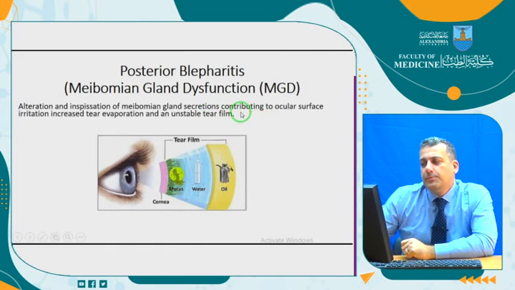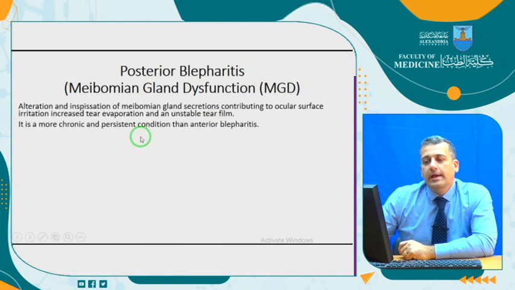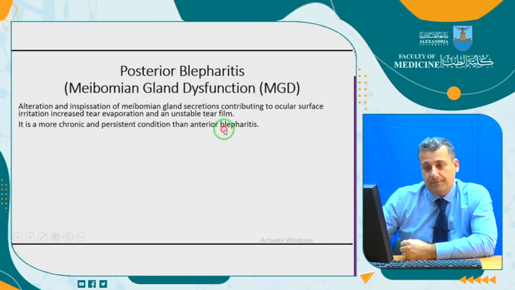Okay, contributing to ocular surface irritation. As we said, this oil is important for moisturizing the eye. So if it is deficient or not functioning well, it will lead to irritation, increased tear evaporation and an unstable tear film. It is a more chronic and persistent condition than anterior blepharitis. It is something that patients have to live with for a long time.